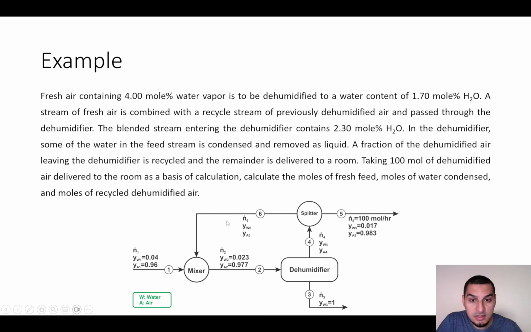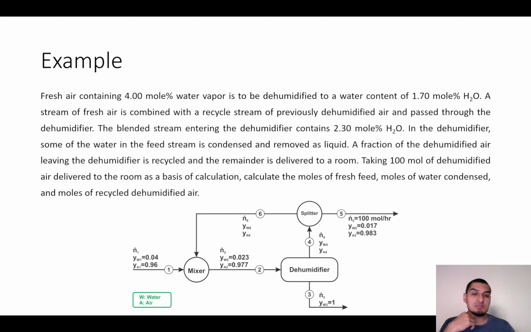the blended stream, which is stream number 2, is fed to the dehumidifier. It contains 2.3 mole percent water vapor, and some of the water is condensed, which is stream 3, and removed as liquid. It's just liquid water, so we have no other components. For stream 4, this is the dehumidified air, and part of it is recycled, and the rest is delivered to the room. We know that the flow rate is 100 moles of dehumidified air, and we know that this is 1.7%, which is the desired water vapor content in the product stream.